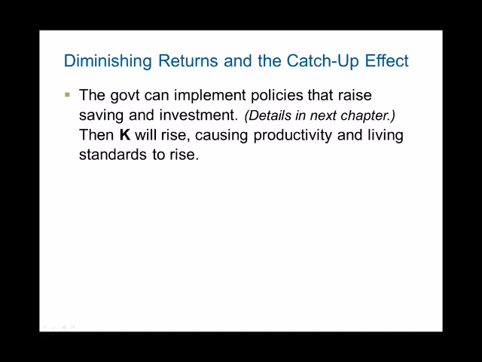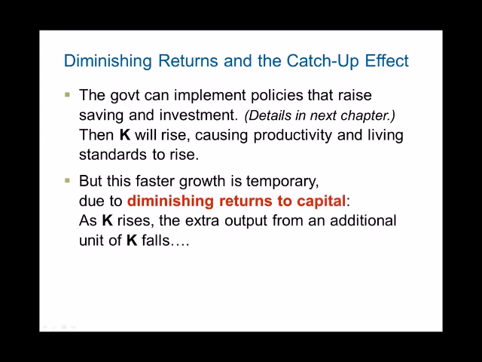However, we're not going to cover it until the next chapter, but government can implement policies that raise savings and investment. So governments encourage savings. In the U.S., they do it by 401ks. They're like, all right, if you save part of your salary, then we won't tax it right now, but we'll tax it later. It's a different mechanism that encourages people to save more. That way, capital can rise, causing productivity and living standards to rise too.